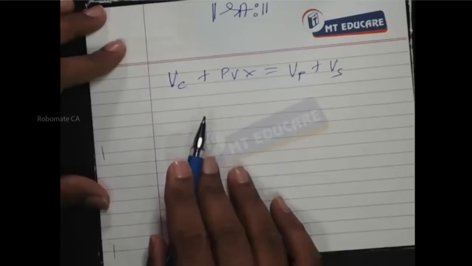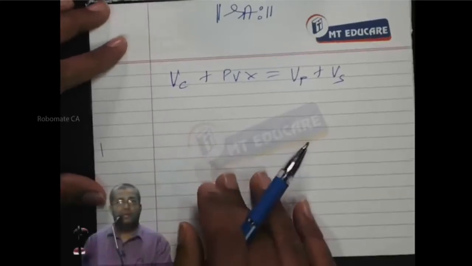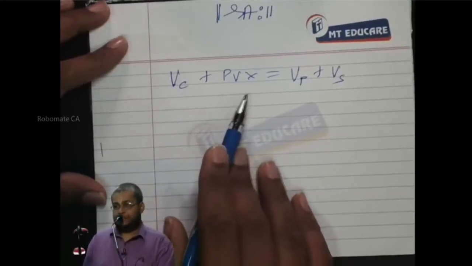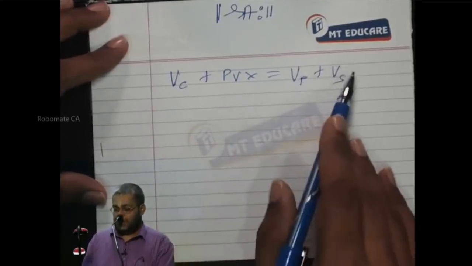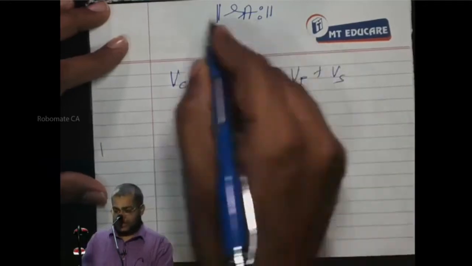That is point number 1, which I just wanted to communicate. Everybody, are you following what I am saying? What is the put call parity equation? This is the put call parity equation: VC plus PV of X is equal to VP plus VS. So what is the equation? Value of call plus present value of strike price is equal to value of put plus value of share. Now this is the equation.